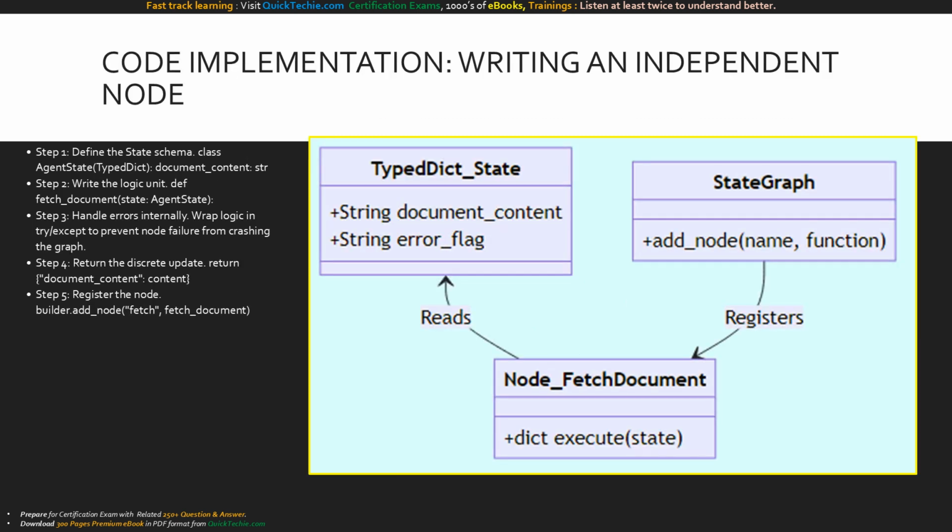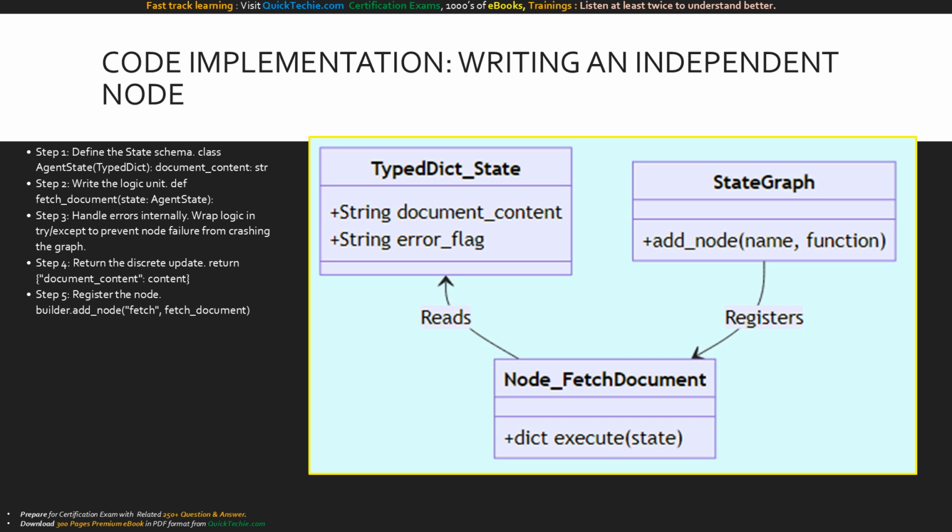Let us look at the actual Python code to build one of these units. Step 1 is defining your state schema using TypedDict, explicitly stating what data exists, like document content. Step 2 is writing the Python function itself, def fetch_document(state: AgentState). Step 3 is crucial for senior engineers. Handle your errors internally.